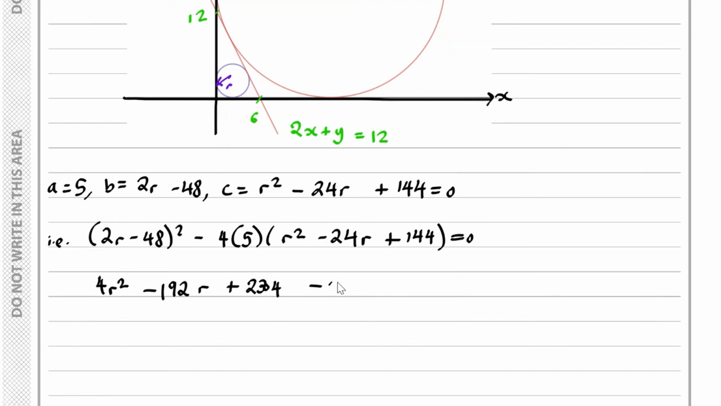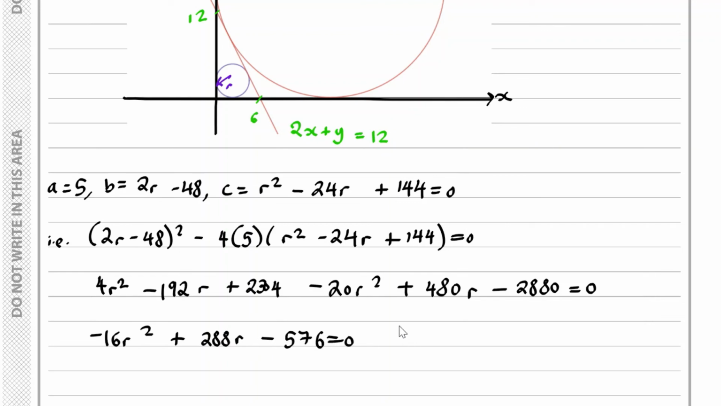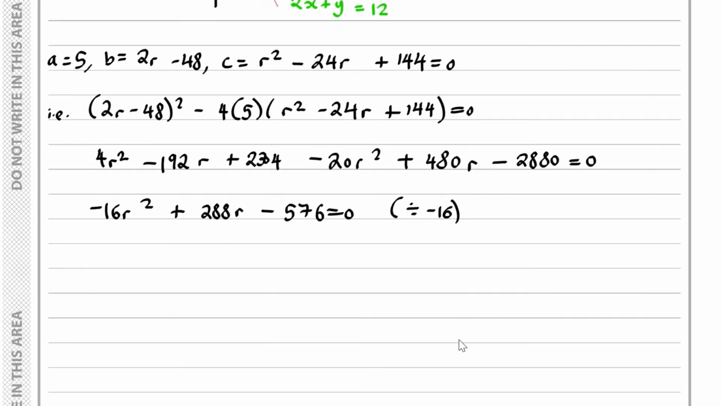And then here we've got minus 20r squared plus 480r minus 20 times by this, which is 2880, and all this is equal to 0. So if I collect like terms, we've got minus 16r squared plus 288r minus 576 equals 0. And if I divide everything by minus 16, it turns out we get r squared minus 18r plus 36 equals 0.